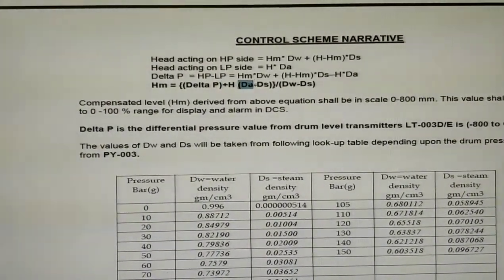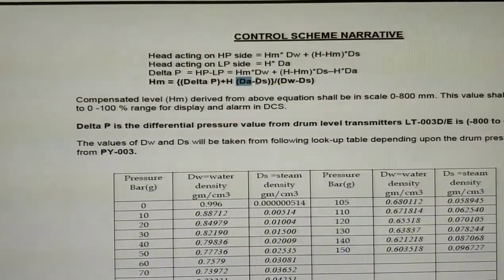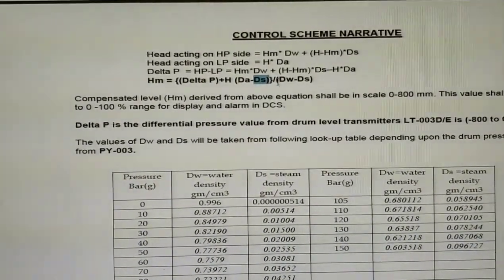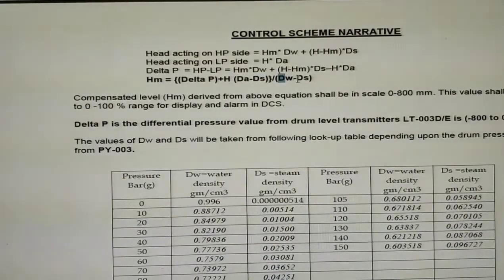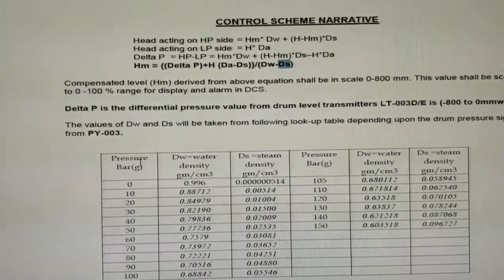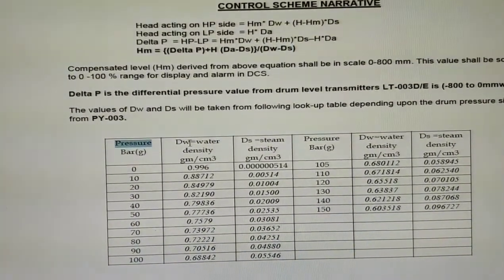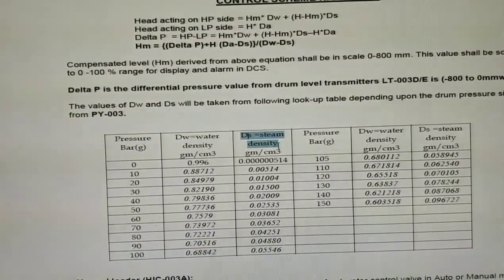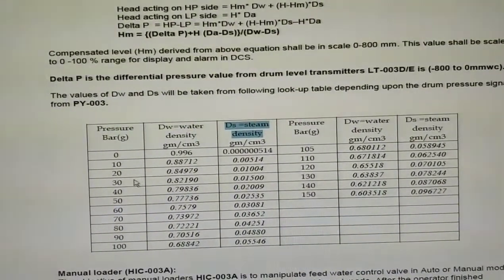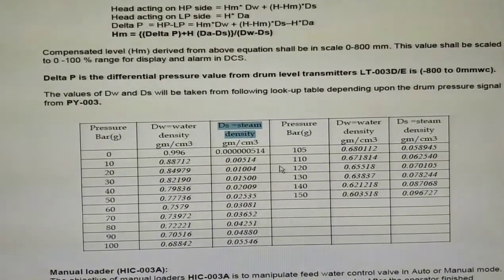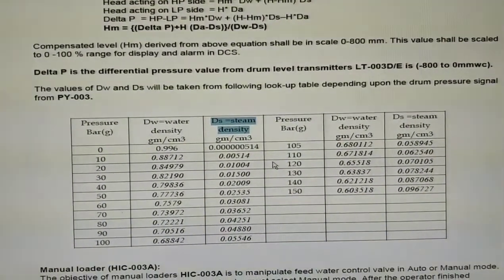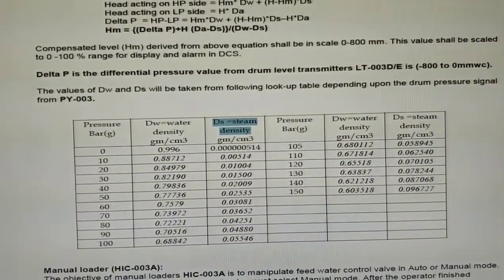D is the density at ambient temperature. DS is steam density, dW is water density, and DS is again steam density. Here a plot of pressure versus water density and steam density is given. Now we need to plot this lookup table in DCS.